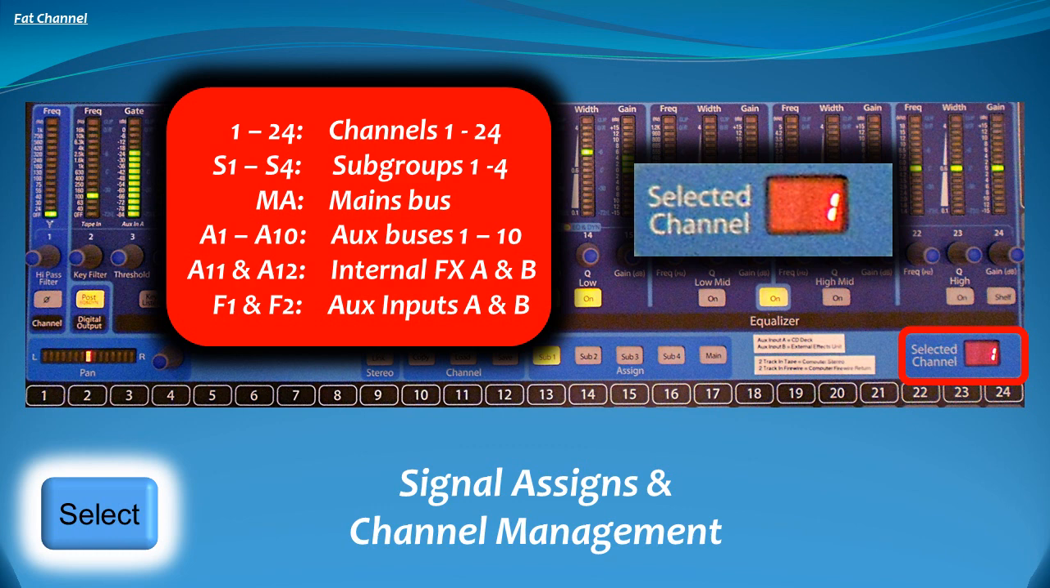The designations A1 through A10 are for aux buses 1 through 10. The designations A11 and A12 indicate the internal FXA and FXB buses, and the designations F1 and F2 indicate the aux inputs A and B.